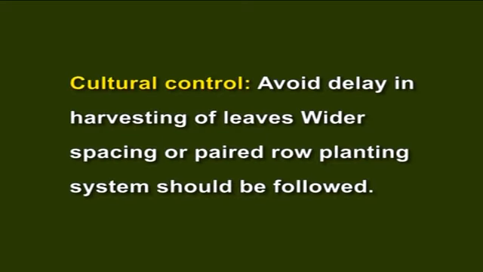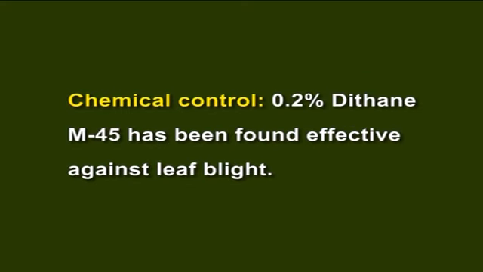Management. Cultural control. Avoid delay in harvesting of leaves. Wider spacing or paired row planting system should be followed. Chemical control. 0.2% Dithane M-45 has been found effective against leaf blight.